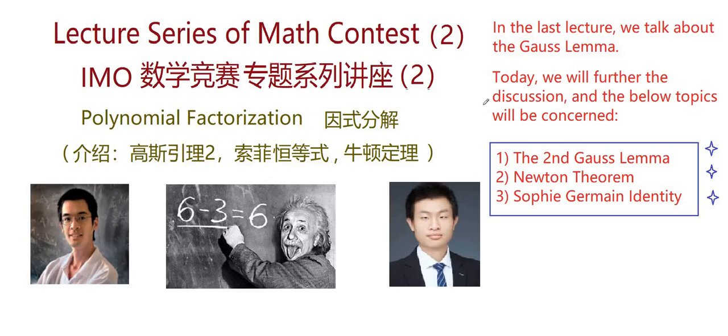In the last lecture, we talked about the Gauss lemma. Today, we will further the discussion and the below topics will be concerned. First, the second Gauss lemma. Second, Newton's theorem. Third, Sophie-Germain identity.